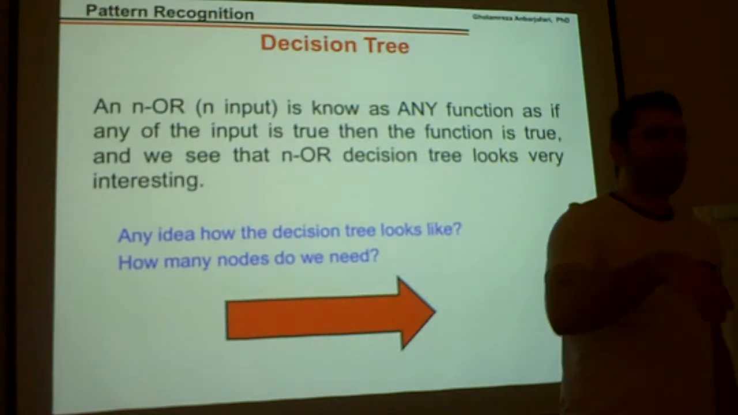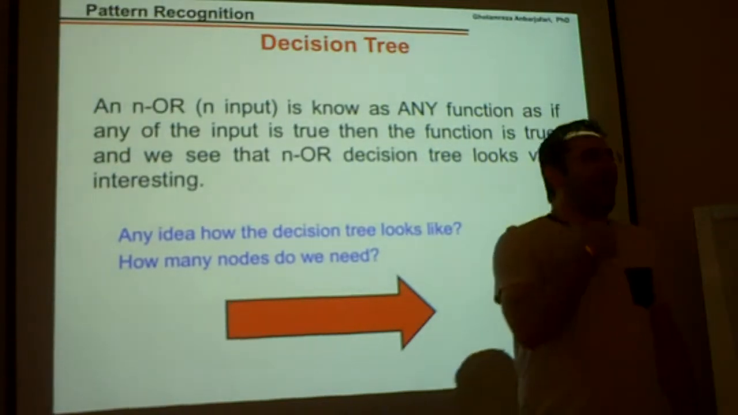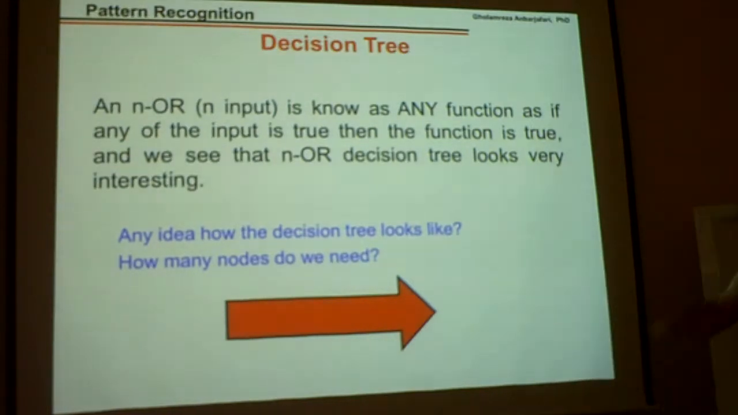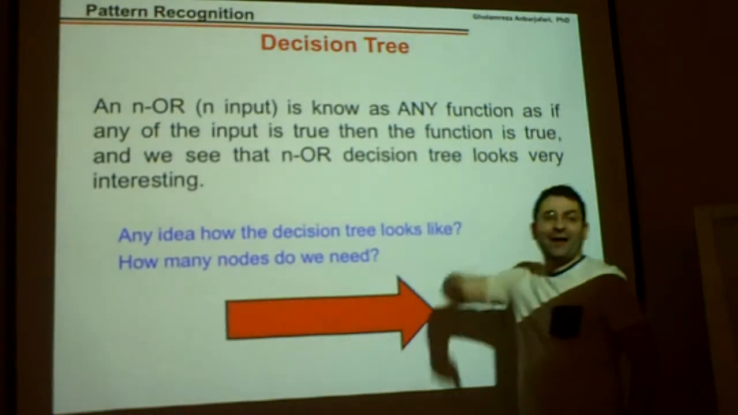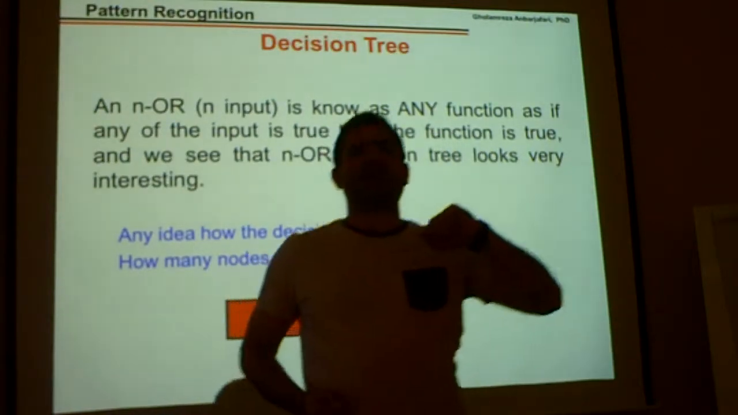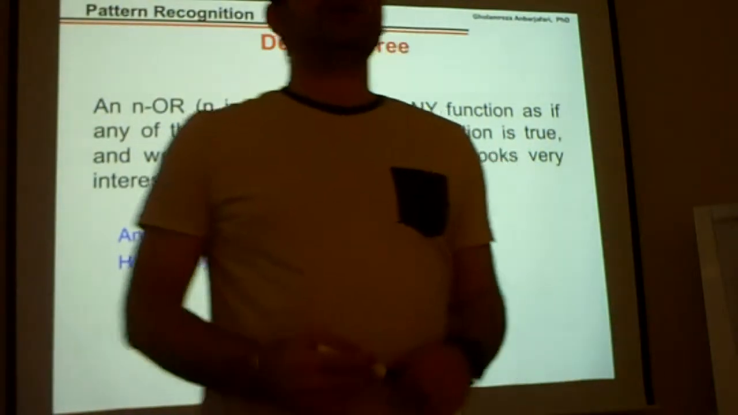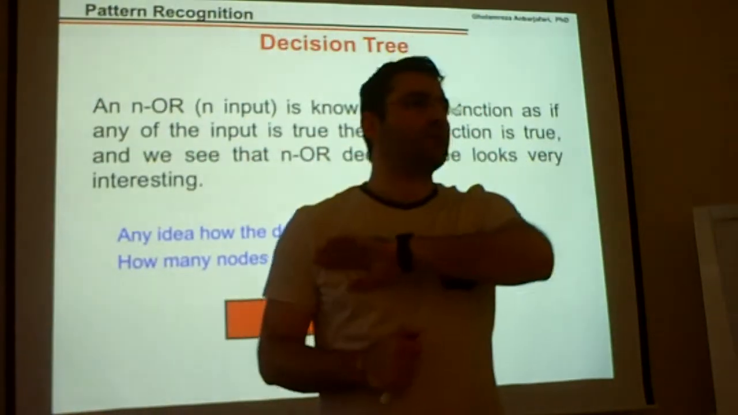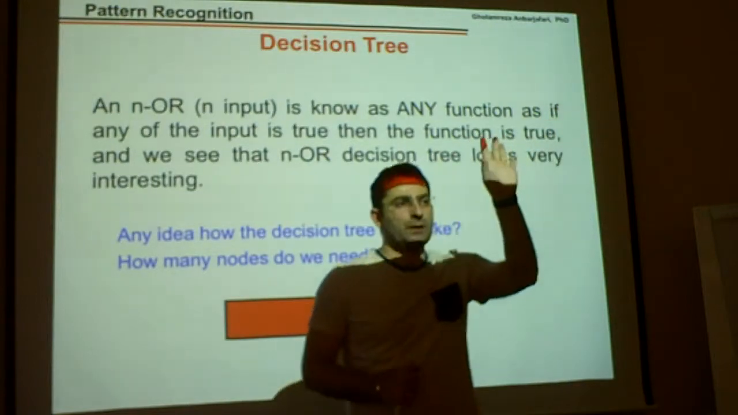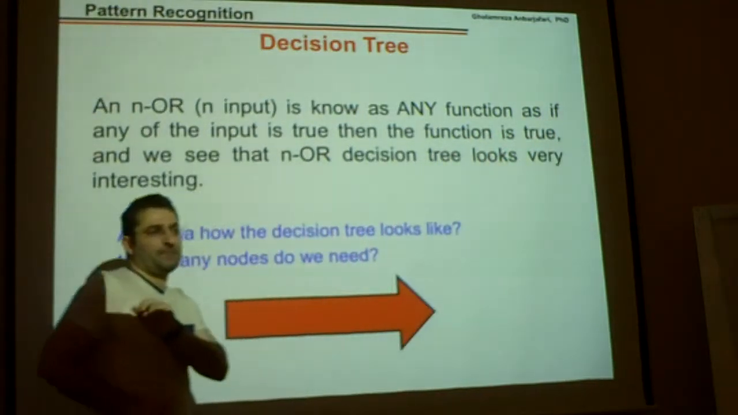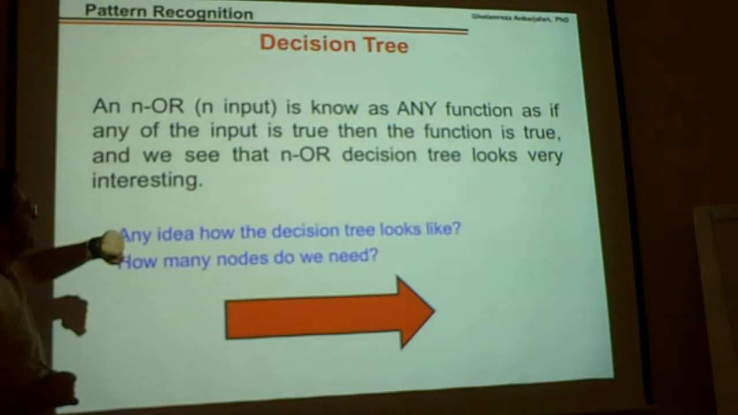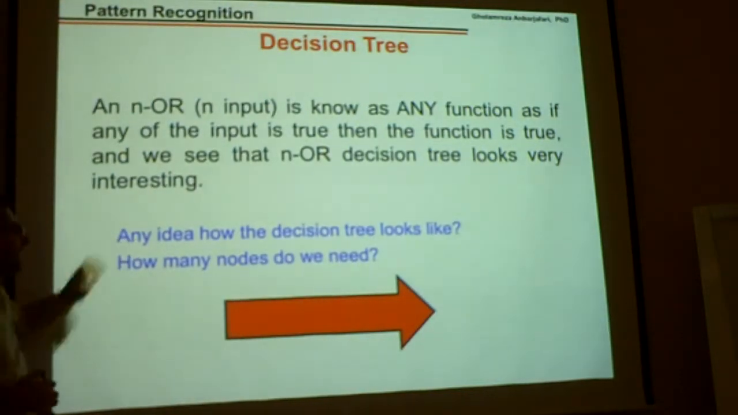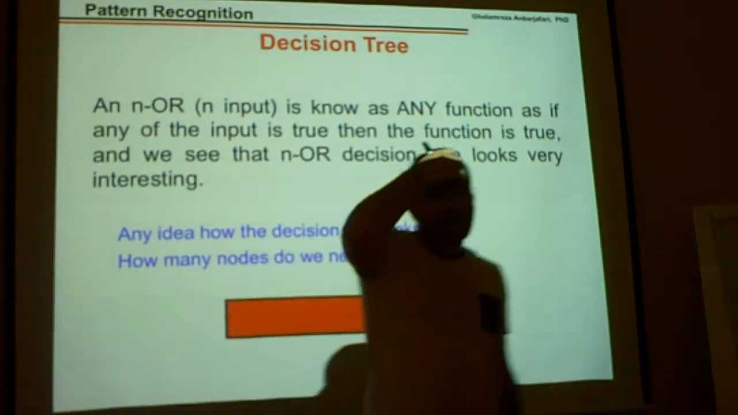And we understand when we are talking pattern recognition, n inputs means n attributes, okay? And if we have n OR, this is a very famous function, and we call it the any function. Why do we call it any? Because if any of them is true, the function is true, right? So in the any function, if one of them is true, we are completely done. Now, any idea how the decision tree will look like?